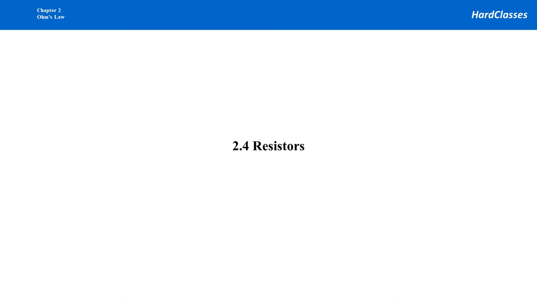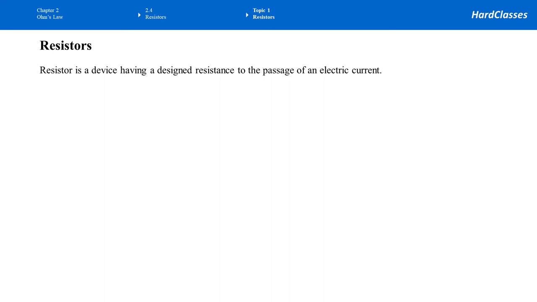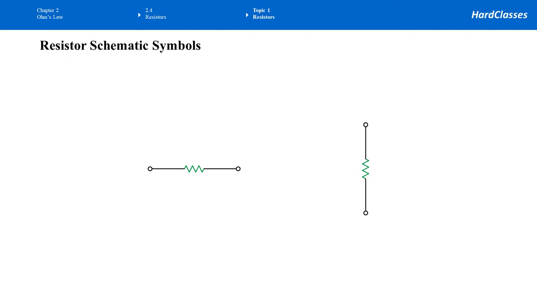2.4 is about the resistors. A resistor is a device or a material that we use to resist the current flow in the circuit. The reason we need to resist current flow is that we want to limit the current, which means to reduce the current, so that the current won't damage other parts of the circuit, such as other equipment or other electronic devices in the circuit.